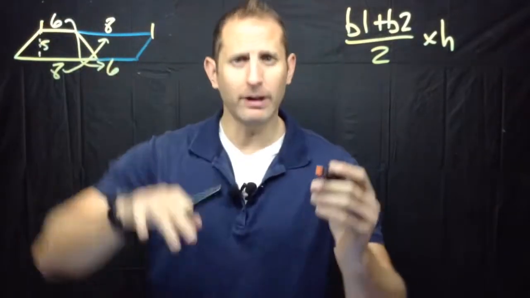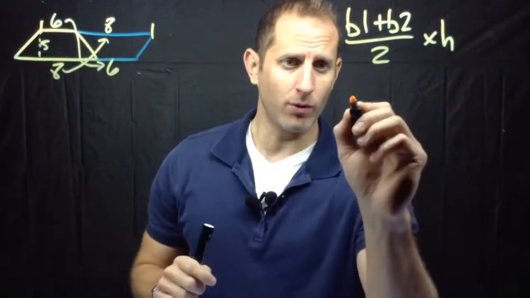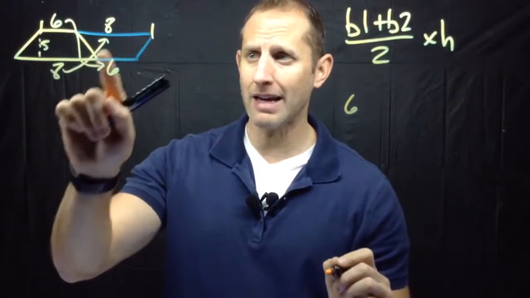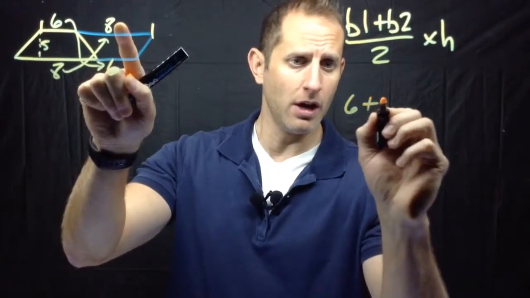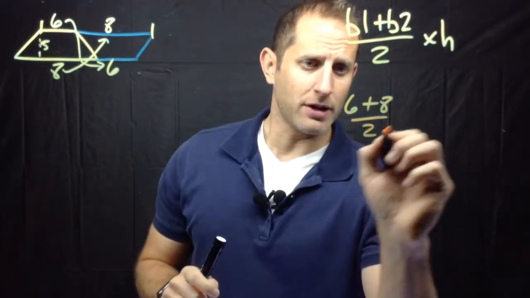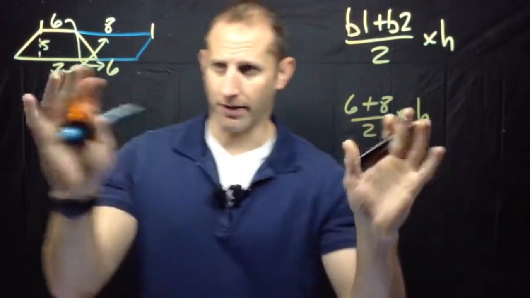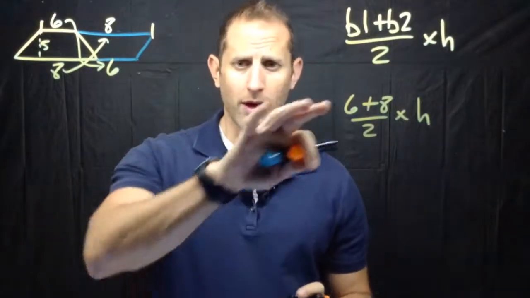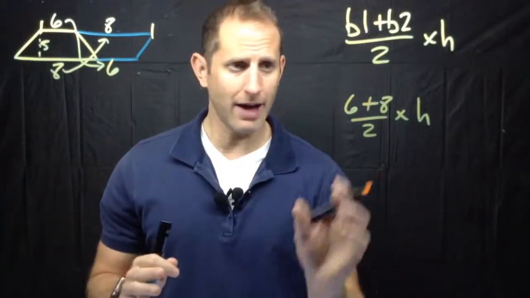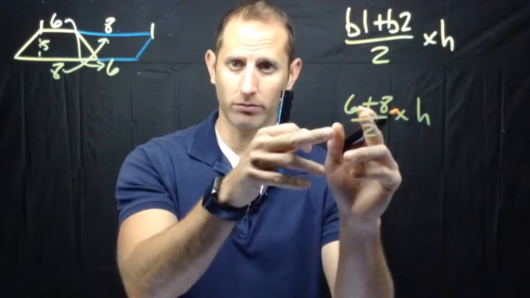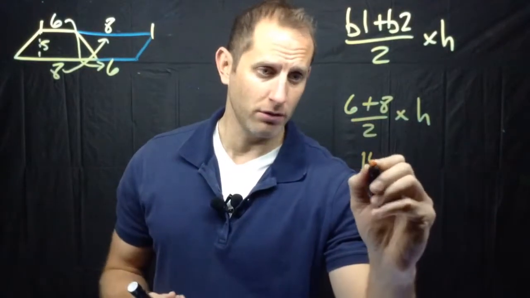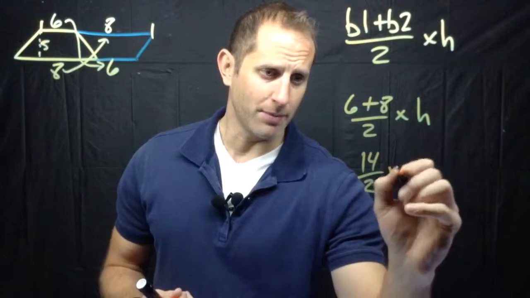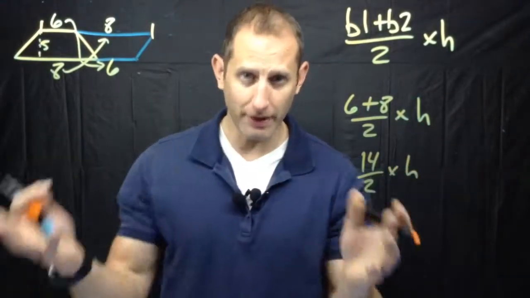So let's fill in our numbers here. We've got 6, which was b1, and then we're adding it to b2, which was 8, and we can see that 8 has moved up here. And then we're going to fill in the rest of our formula as if we haven't done anything with it. So now that we have those 2 numbers, let's add them together, because that's what our formula is asking us to do. We have 6 plus 8, which is 14, and then we're going to divide it by 2 times height.